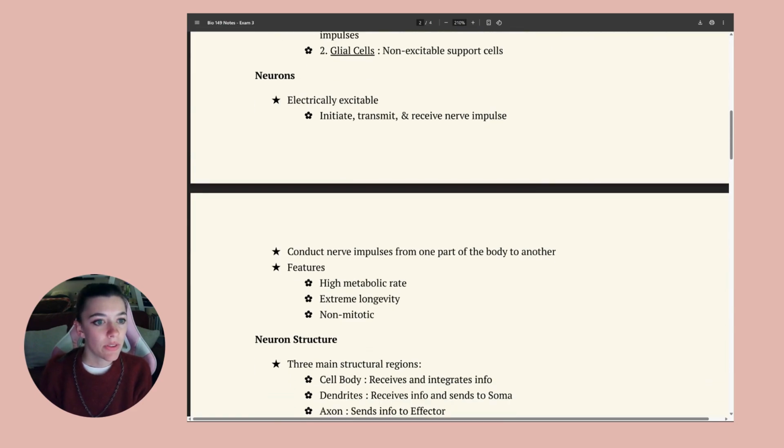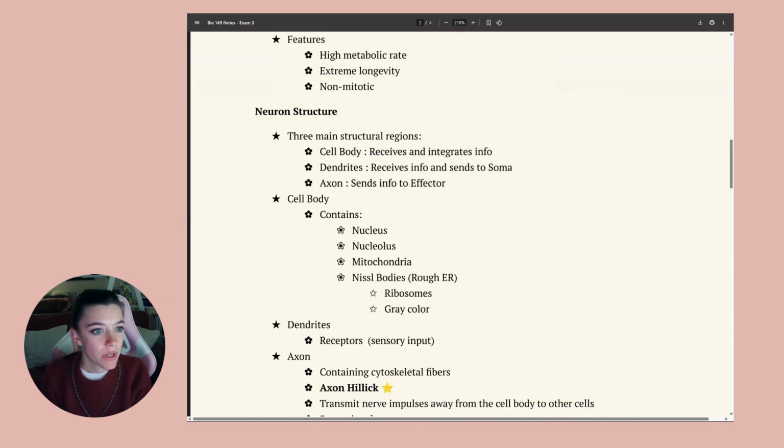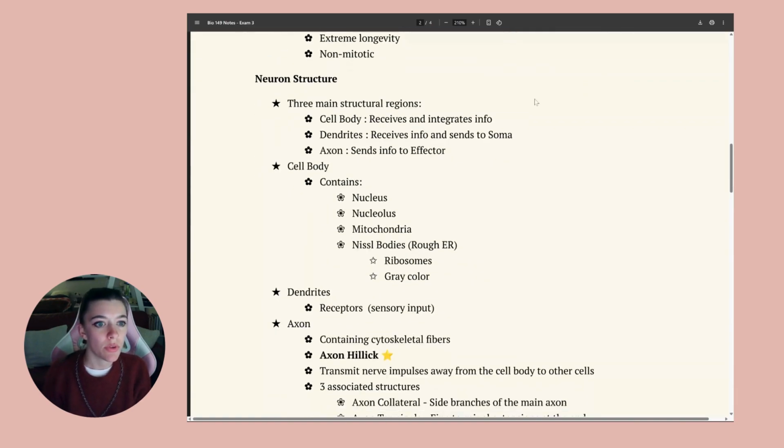Neurons are electrically excitable; they initiate, transmit, and receive nerve impulses. They conduct nerve impulses from one part of the body to the other. They feature a high metabolic rate, extreme longevity, and they are non-mitotic, which means that they're not involved in mitosis. Neuron structure.